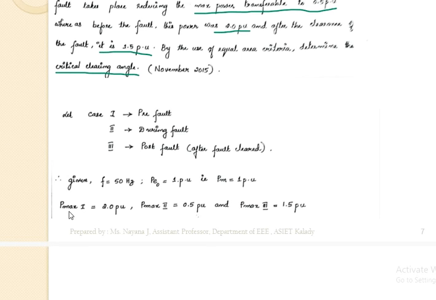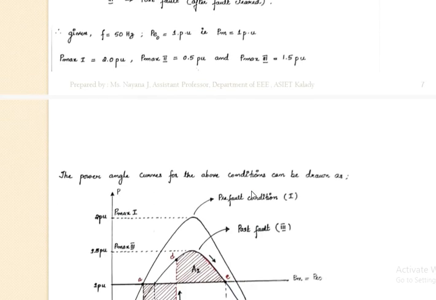Okay. Now, P max 1 means the first case. Before the fault, the maximum power given was 2 per unit. P max 2 means during the fault: the maximum power during the fault was 0.5 per unit. P max 3 means the third case, post-fault condition, where the maximum power after the fault was given as 1.5 per unit. So these are our assumptions, we are assuming these three cases, and these are the values given as data for the three cases. Okay, now let's proceed with the problem.